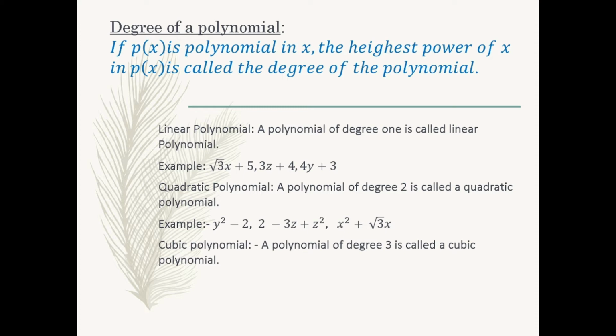Cubic polynomial. A polynomial of degree 3 is called a cubic polynomial. y cube, 2 minus x cube, root 2x square, 3 minus y square minus y cube are examples. If a polynomial is of degree 4, we say that the degree is 4. If a polynomial is of degree n, then we say it is an nth degree polynomial.